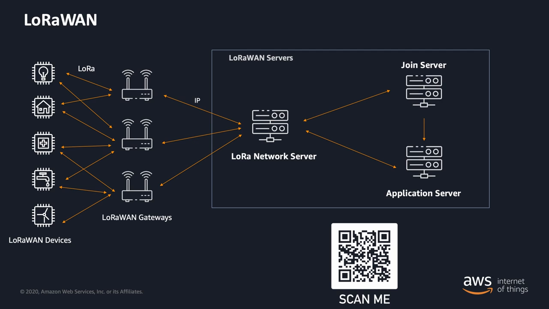LoRaWAN functions on top of LoRa, which is the wireless radio frequency technology. LoRa uses license-free radio frequency bands like 868 MHz in Europe or 915 MHz in Australia and North America. Designed and maintained by the LoRa Alliance, the LoRaWAN specification is open, meaning that anyone can set up and operate a LoRaWAN network. To set up your private LoRaWAN network, you need to connect your LoRa gateways to a LoRa network server.